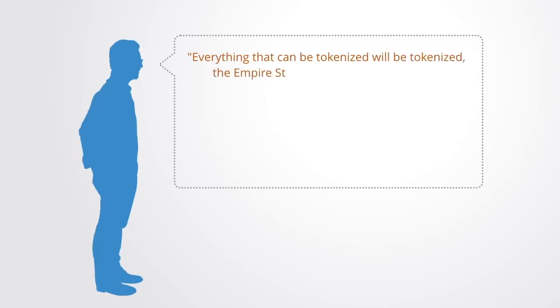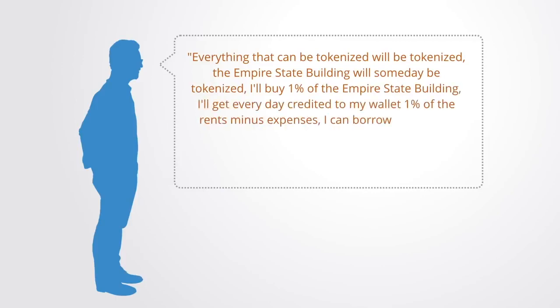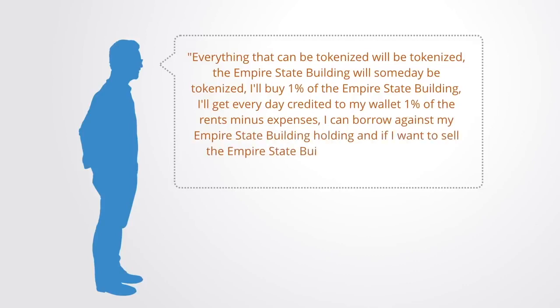As the venture capitalist Bradley Rotter of Qwids has noted, everything that could be tokenized will be tokenized. The Empire State Building will someday be tokenized. I'll buy 1% of the Empire State Building. I'll get every day credited to my wallet 1% of the rent minus expenses. I can borrow against my Empire State Building holding, and if I want to sell the Empire State Building, I hit a button and instantly I have the money.